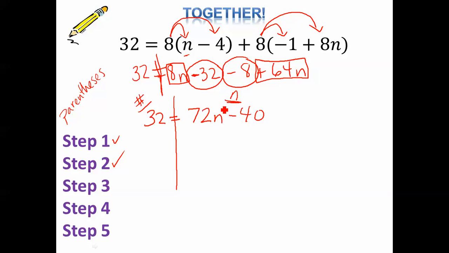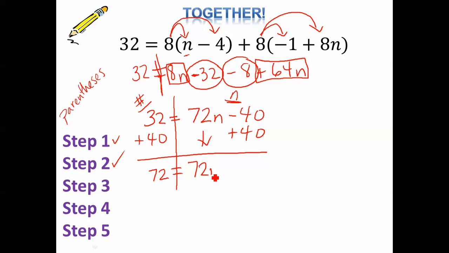Look at the other side. We want n's. Here's 72n. It can stay. But the minus 40 has no n, so it has to go. We undo minus 40 by adding 40. So 32 plus 40 is 72. Bring down our 72n. And then minus 40 plus 40 becomes 0. So we have now separated.